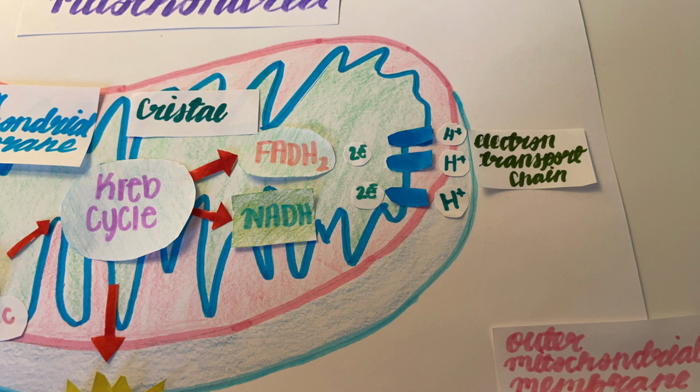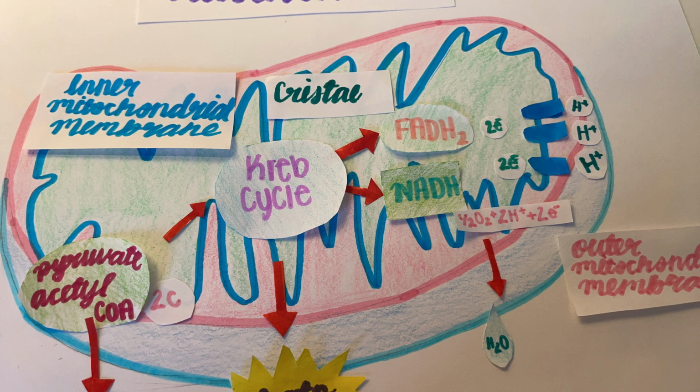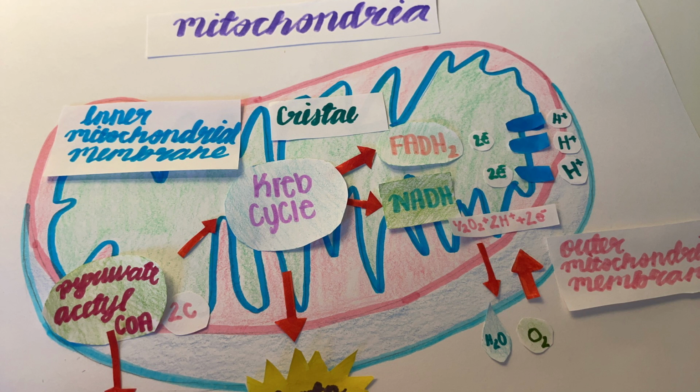The energy of the proteins are used to pump protons, which are hydrogen ions, to the outer mitochondrial membrane. The electrons are added to other protons and oxygen, which makes the byproduct water. Oxygen that we breathe is moved into the matrix.